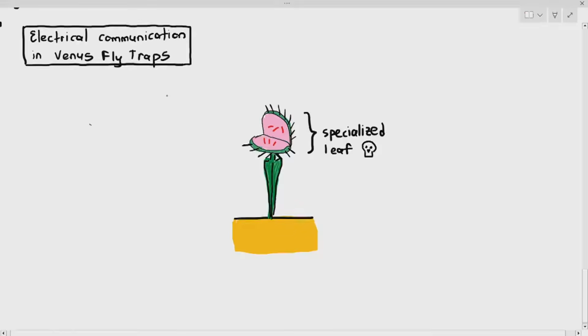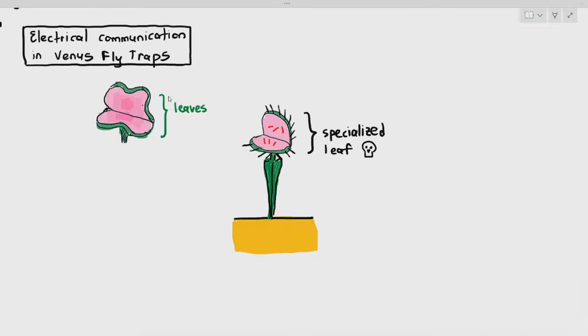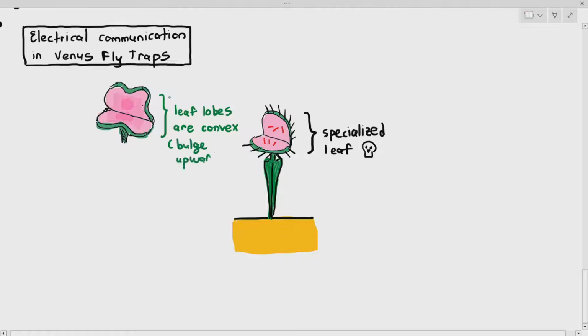Now, I'm going to draw out the leaf over here, as you can see, and the leaf over here, you can see this pinkish color part, okay, that's the leaf, and that is called the leaf lobe. Okay, there are 2 leaf lobes on the top and at the bottom. The leaf lobes are convex. You need to know that word convex. Convex just means it bulges upwards. You can kind of see that at each part of the leaf lobe, it's bulging upwards. Okay, that's what is meant by convex.